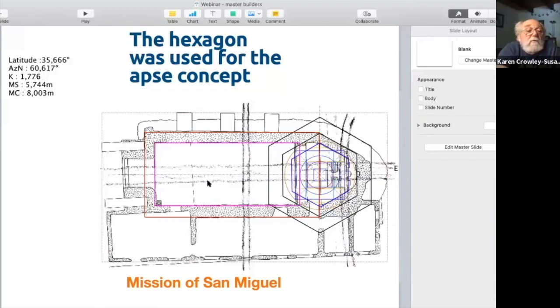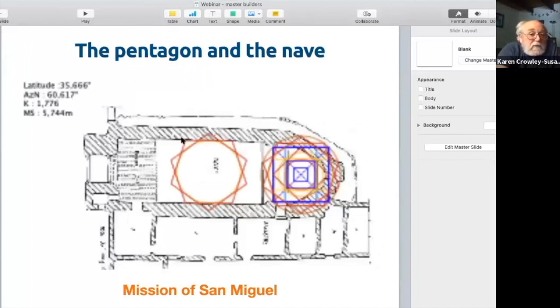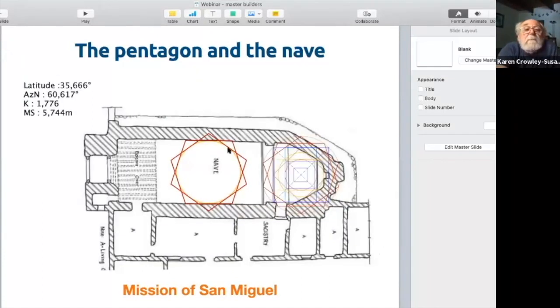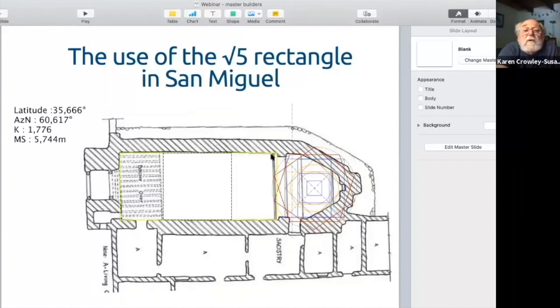Okay, so this is one characteristic employed in the design of the little mission, and this is another characteristic that you can see here. You can see the two pentagons giving the width of the nave of the mission. Okay, so after that they use this fantastic rectangle, which is called the root of 5 rectangle.